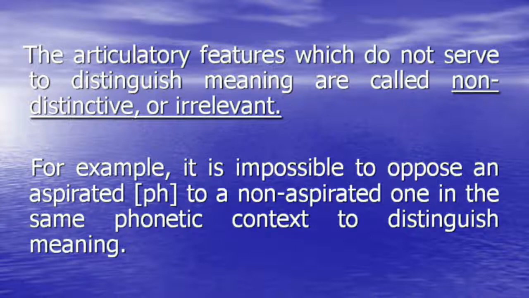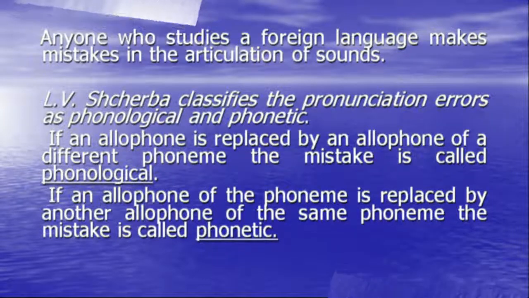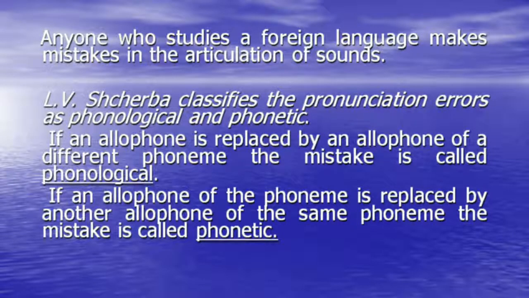For example, it's impossible to oppose an aspirated P to a non-aspirated one in the same phonetic context to distinguish meaning. Anyone who studies a foreign language makes mistakes in the articulation of sounds. Shcherba classifies the pronunciation errors as phonological and phonetic. If an allophone is replaced by an allophone of a different phoneme, the mistake is called phonological. If an allophone of the phoneme is replaced by another allophone of the same phoneme, the mistake is called phonetic.